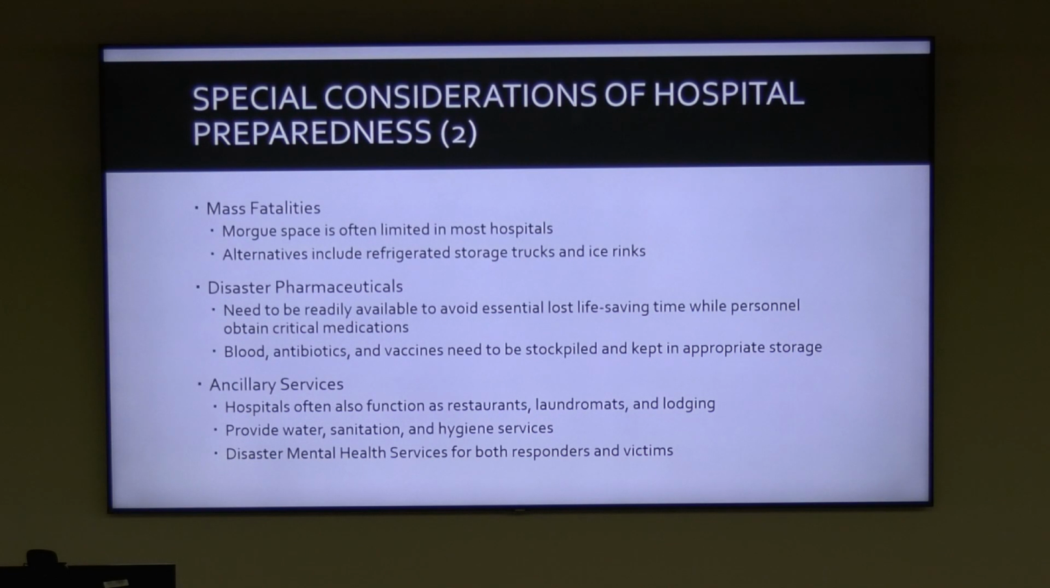And then ancillary services. A hospital functions as a hospital where it provides direct patient care. However, it often also functions as restaurants, laundromats, and lodging. People will seek shelter there that would not typically come to a hospital. They also provide water, sanitation, and hygiene services for a large number of people. You want to keep in mind that that will happen and that you need to account for it. And then disaster mental health services should be provided for both the responders and the victims. I mentioned that earlier as well, but it really needs to be considered.